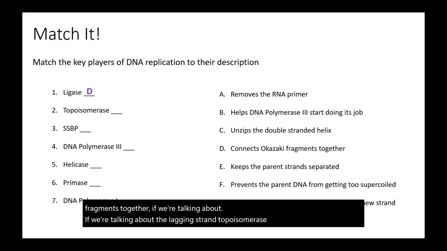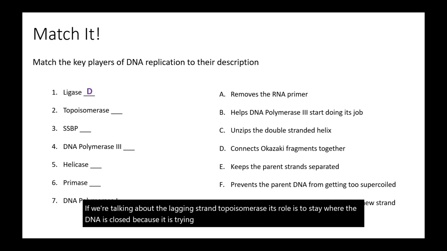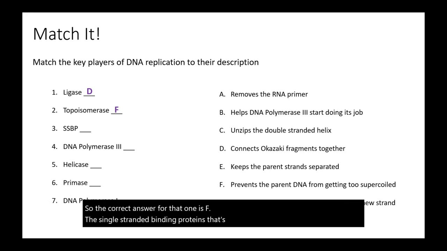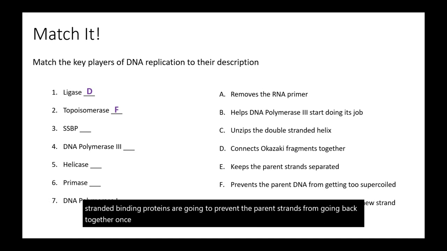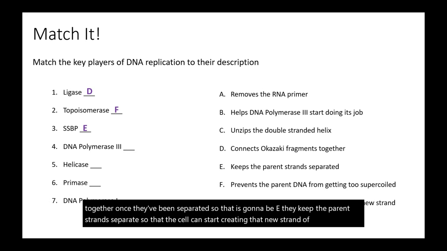Topoisomerase, its role is to stay where the DNA is closed, because it is trying to prevent the DNA from getting too supercoiled. So the correct answer for that one is F. The single-stranded binding proteins, that's what SSBP stands for, are going to prevent the parent strands from going back together once they've been separated. So that is going to be E. They keep the parent strands separate so that the cell can start creating that new strand of nucleotides.